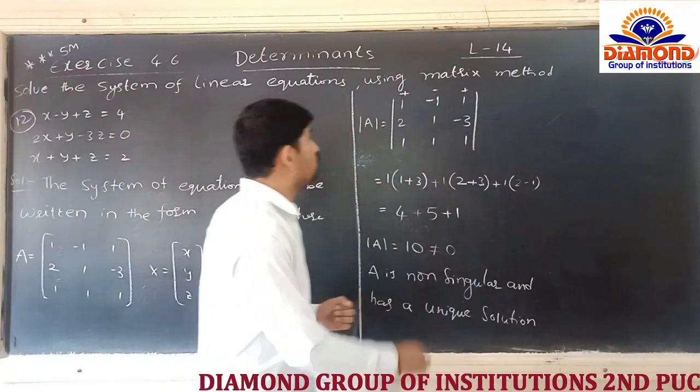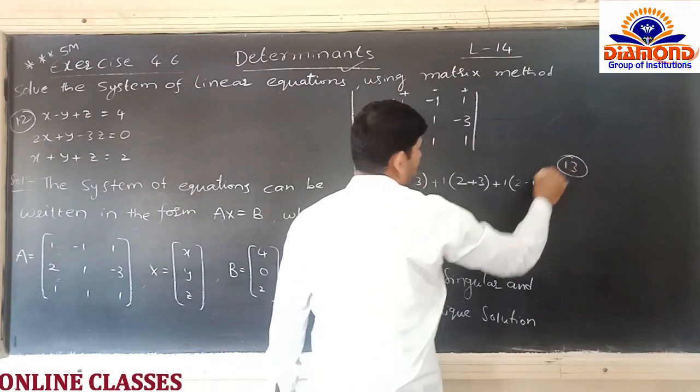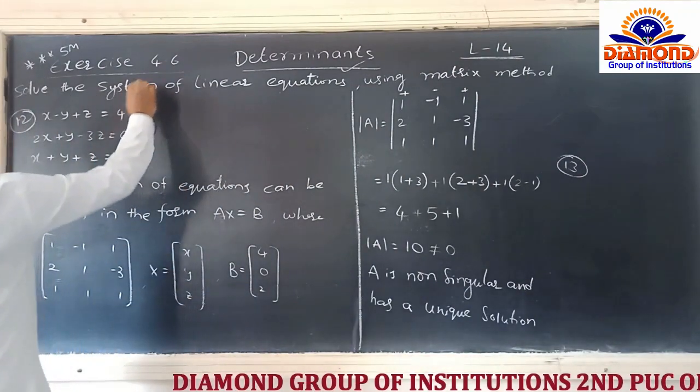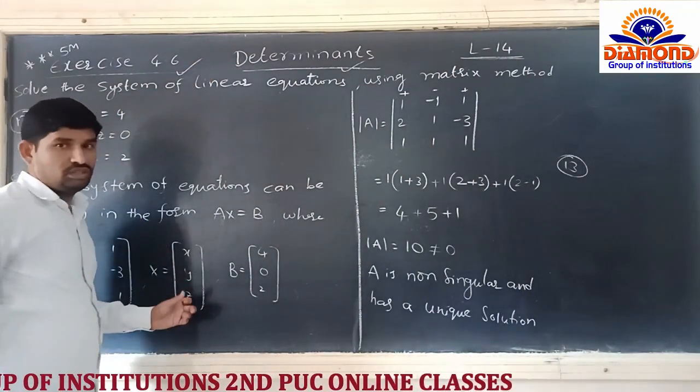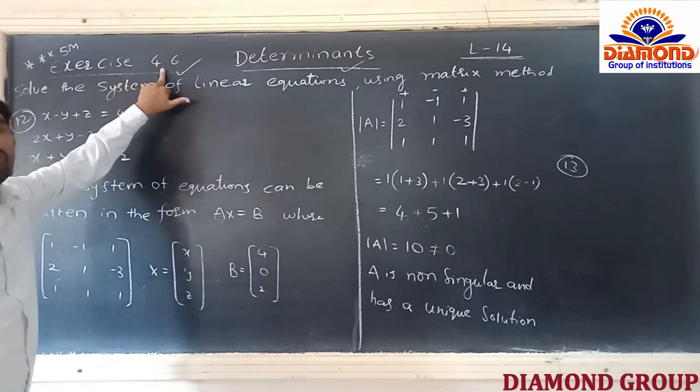Today we are going to continue the chapter Determinants. In this we have completed 13 classes in total. Now this is the 14th class. So now we are going to continue with exercise 4.6 in this class. This exercise 4.6 is very important for 5 marks.